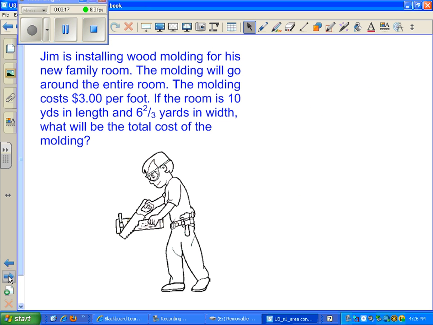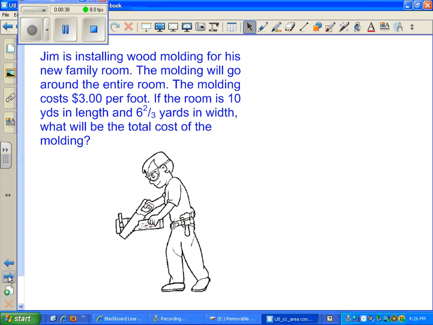Here's our first problem. Jim is installing wood molding for his new family room. The molding will go around the entire room. The molding costs $3 per foot. If the room is 10 yards in length and 6 and 2/3 yards in width, what will be the total cost of the molding? So if we think about it, I'm given the price in per foot.